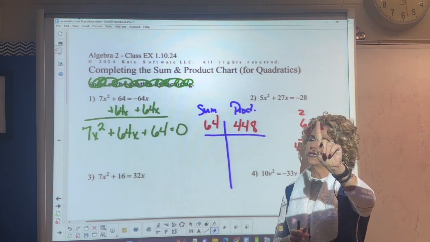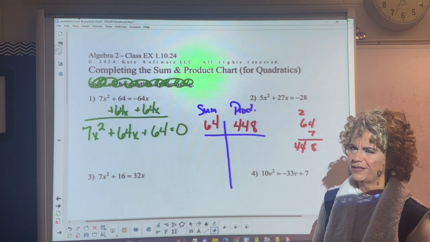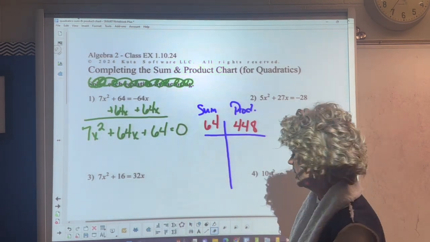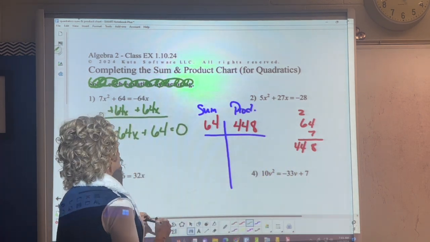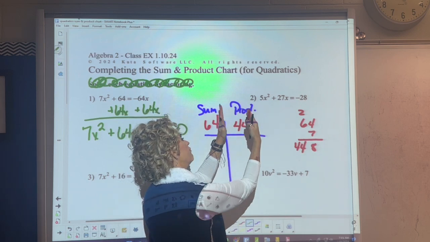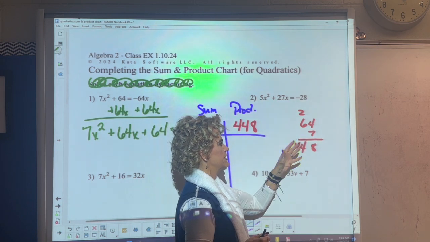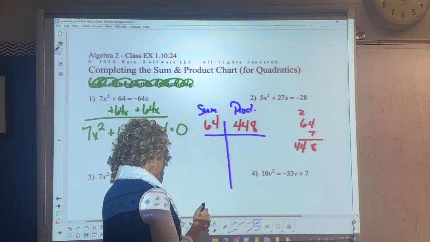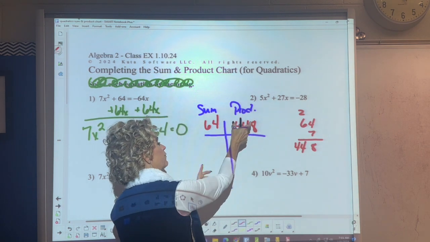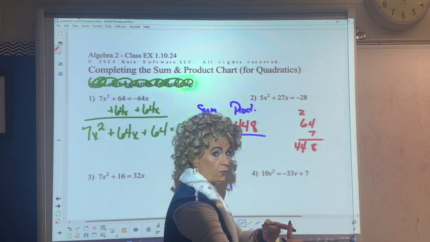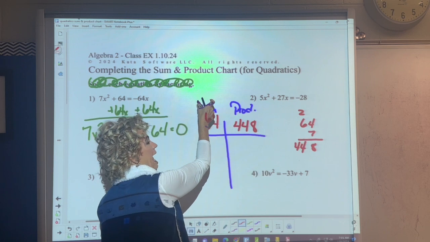Today, we're going to take it just one step further. That's it. One step further. We're going to complete this. And you might say, okay, what do you mean by complete it? This is where the challenging part comes in. Every time we use a sum and product chart, we are going to have to factor our product. Even though I multiplied 64 times 7 to get 448, I have to start factoring: what factors of 448 multiply to be 448, but add to be 64? Hence, multiply product, add sum.